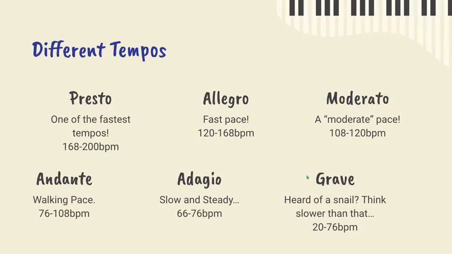Grave is the slowest tempo inside this whole entire thing. It's super, super slow. It's the slowest that you can go. It goes all the way down to 1 beat per minute, all the way up to the 76 beats per minute. Feel free to check it out with the metronome at its slowest tempo. Feel free to pause right here.